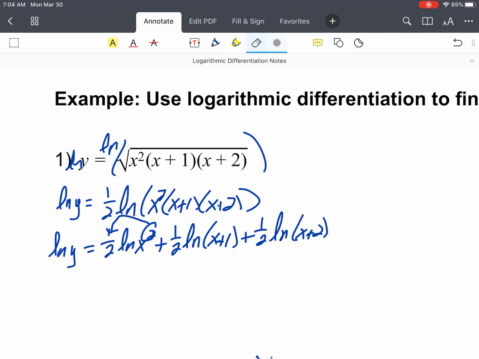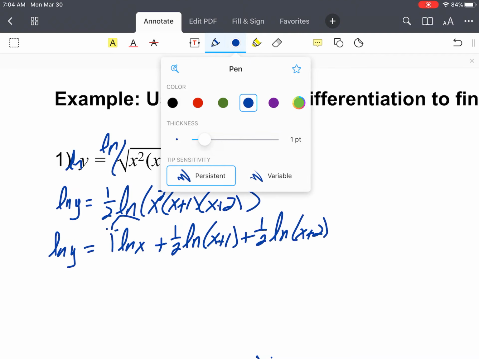Finally, I can do this. So really, that just becomes a 1. All right, so I've got it completely expanded out.